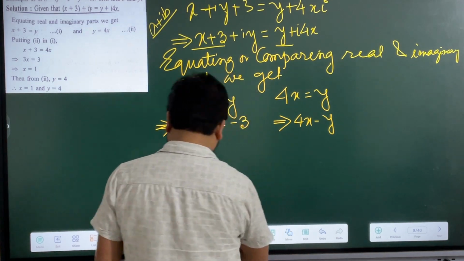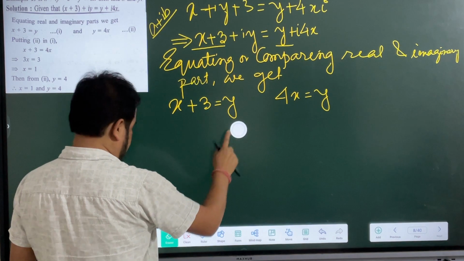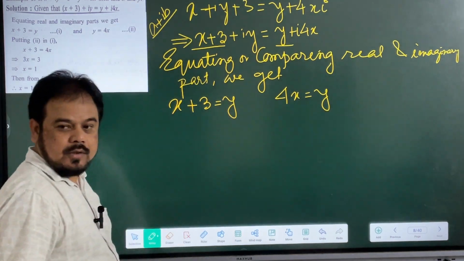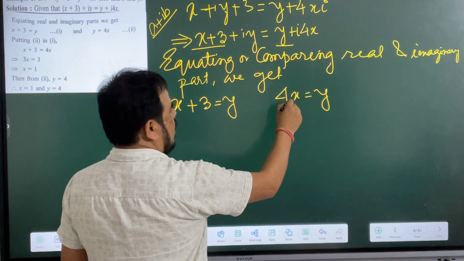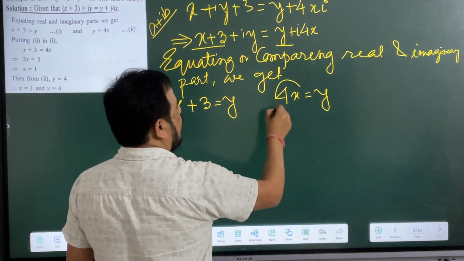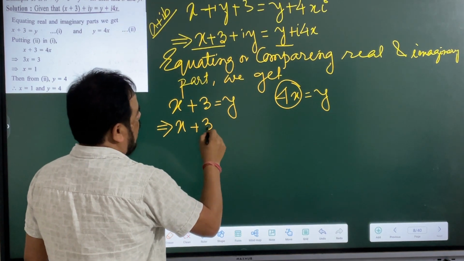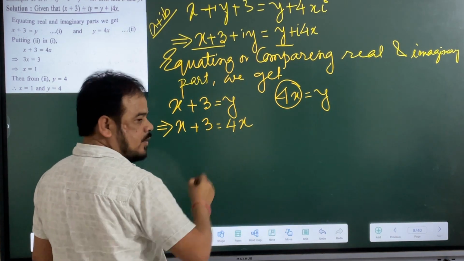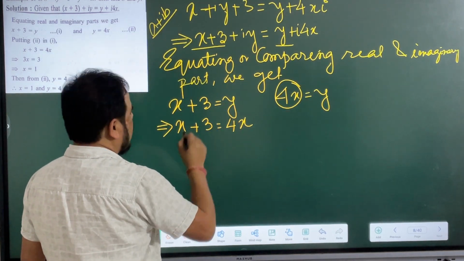Okay, wait. We have already done linear equations in class 9. Here, what is the value of y? y equals 4x. So in place of y, let us write 4x.